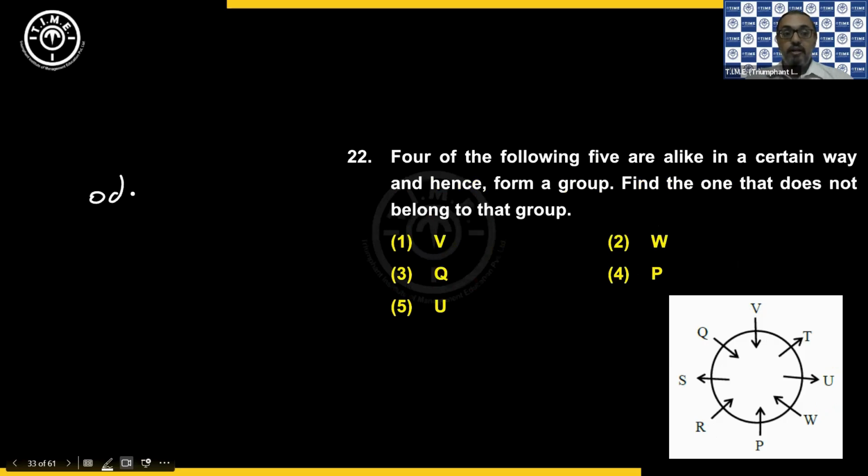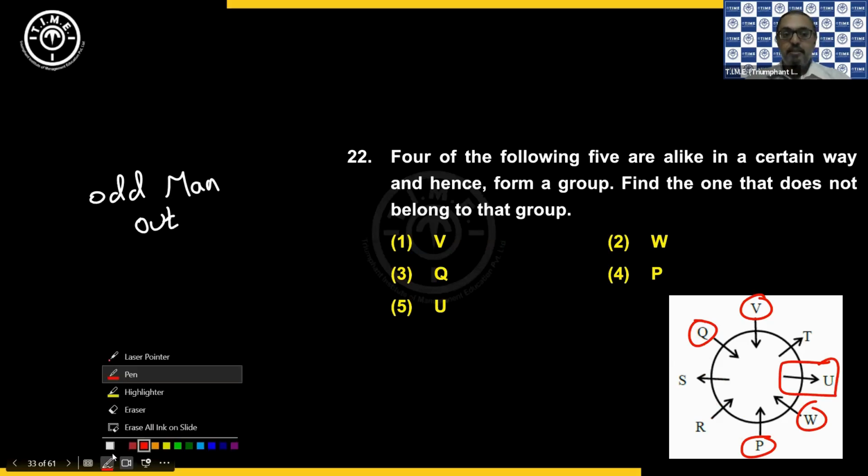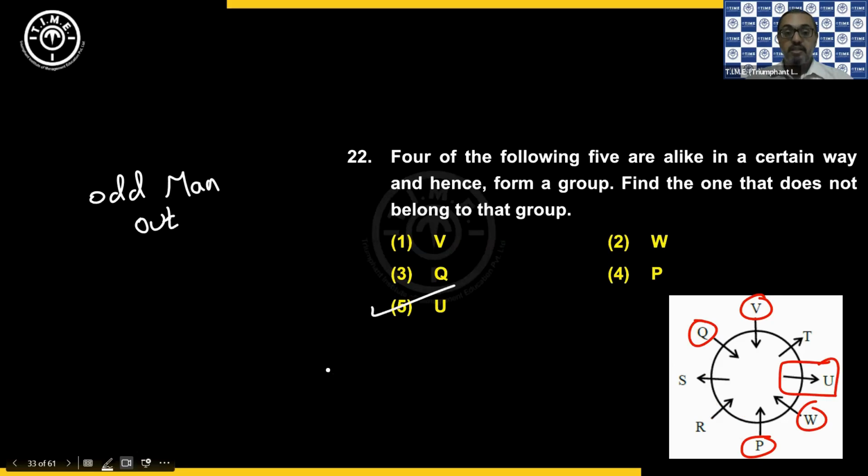Then 4 of the following 5 are alike in a certain way and hence form a group. Find the one that doesn't belong to that group. Okay. So we have the persons. V is here. W is here. Q is here. P is here. And U is here. Now, as you can clearly see, except for U, the remaining persons are all facing the center. That is the logic. The common logic we have is facing the center. And the one that doesn't follow that logic is U. So the fifth option.